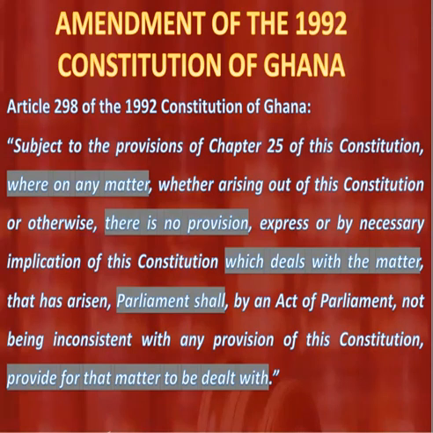And this is what we call the residual powers of Parliament. They have been given the power to enact a law to deal with the matter that there's no provision in this Constitution that has been enacted to deal with it.